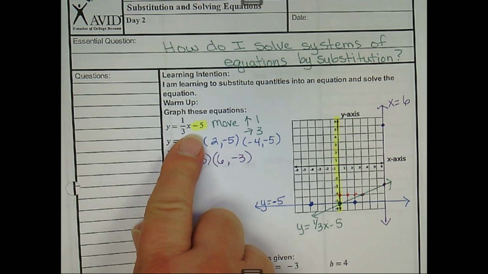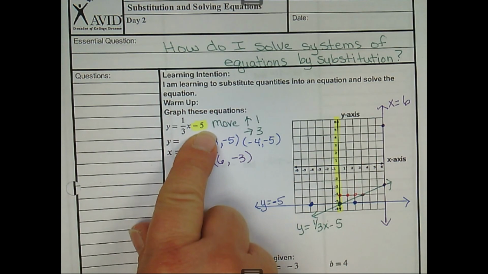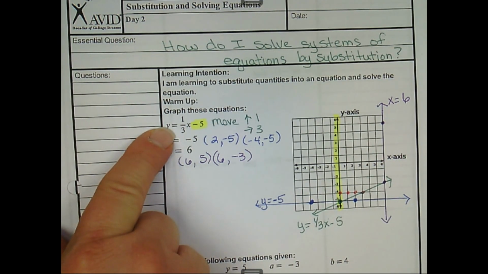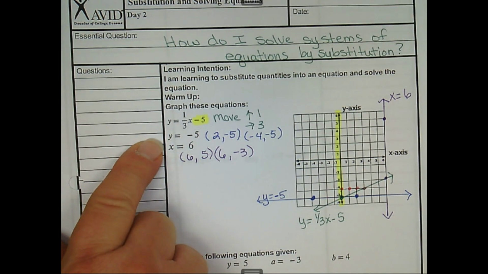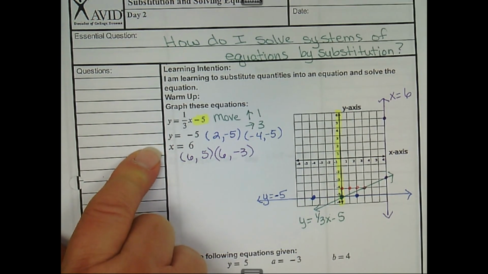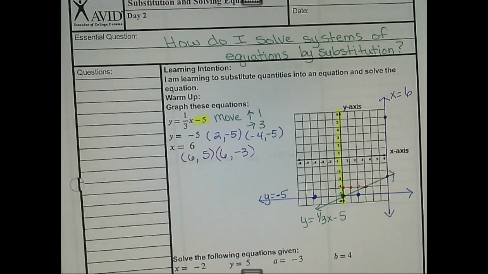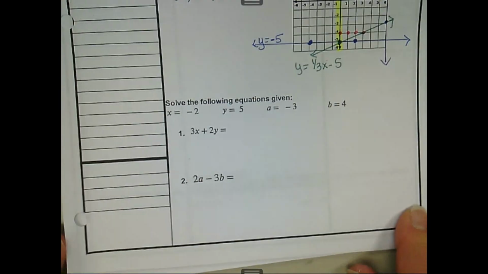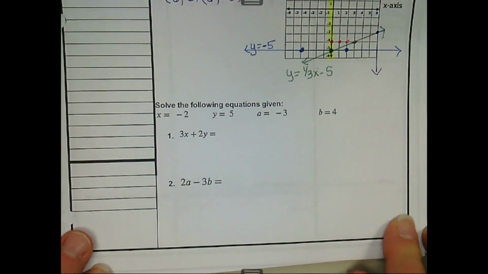So when you're graphing, remember, identify 2 points. If you're in slope-intercept form, you'll start with the point on the end, which is on your y-axis, and then you move to find your second point. If it is a horizontal or vertical line, you just identify 2 points that work and draw your line. Now we're going to solve the following equations given these amounts.